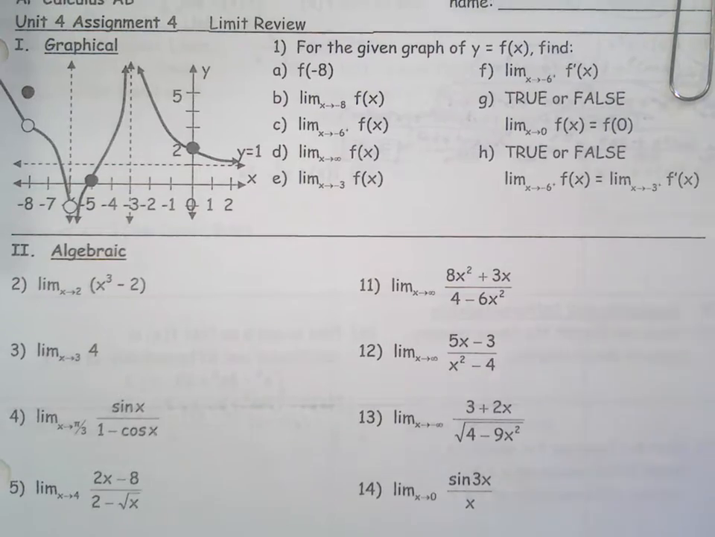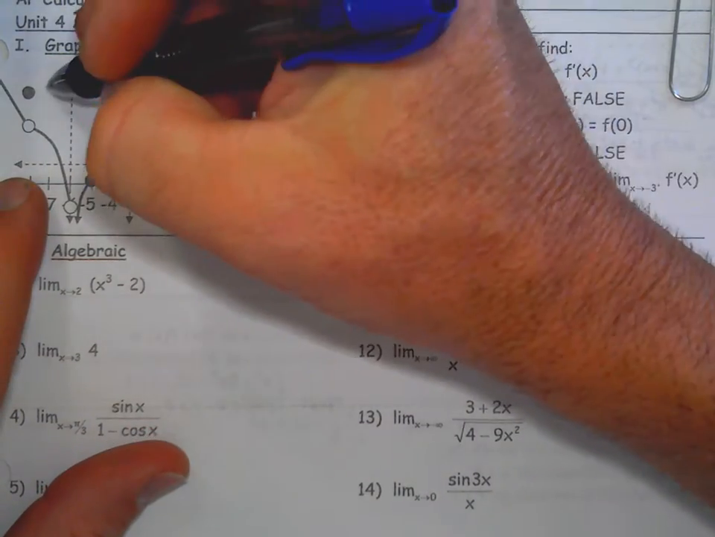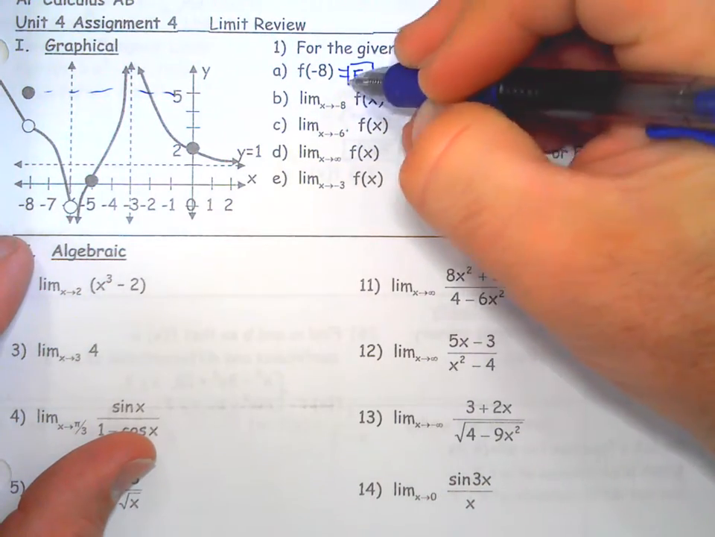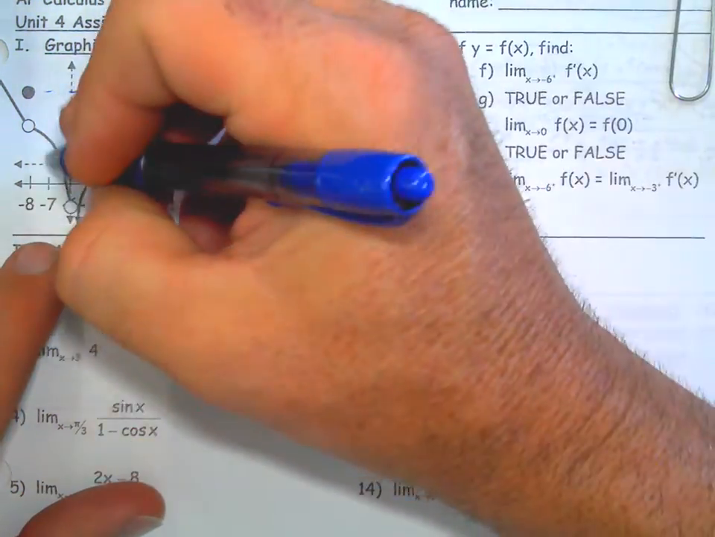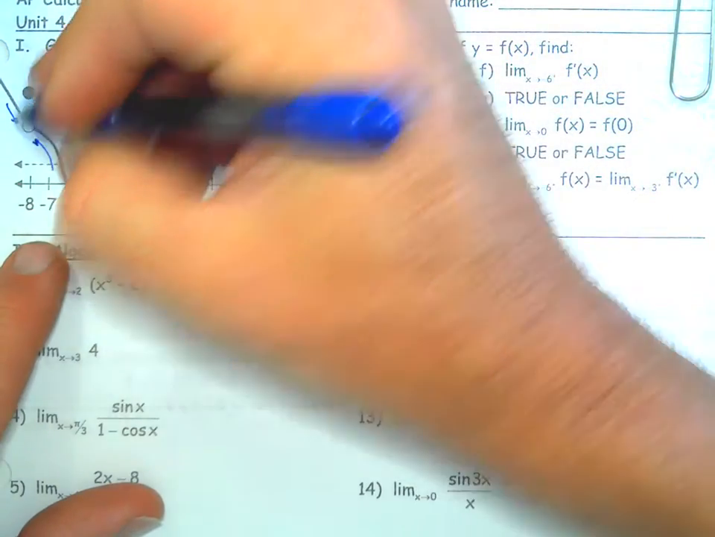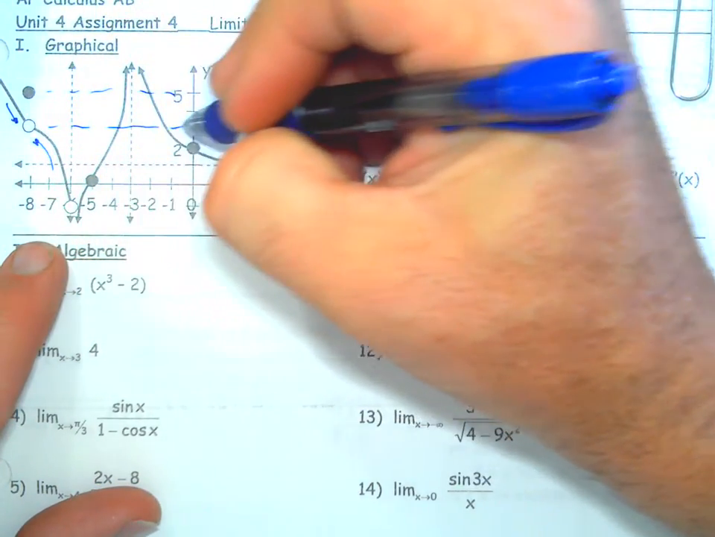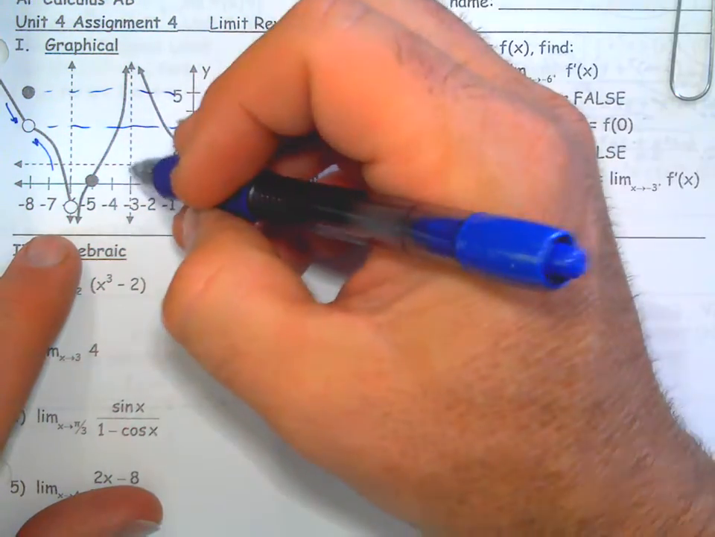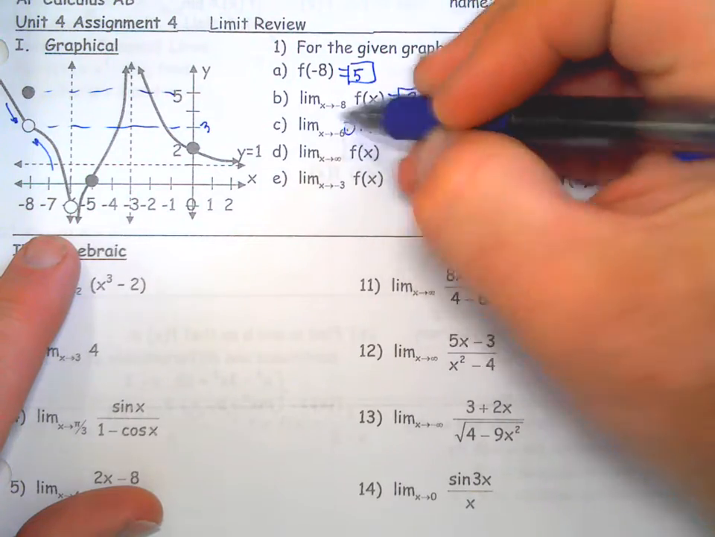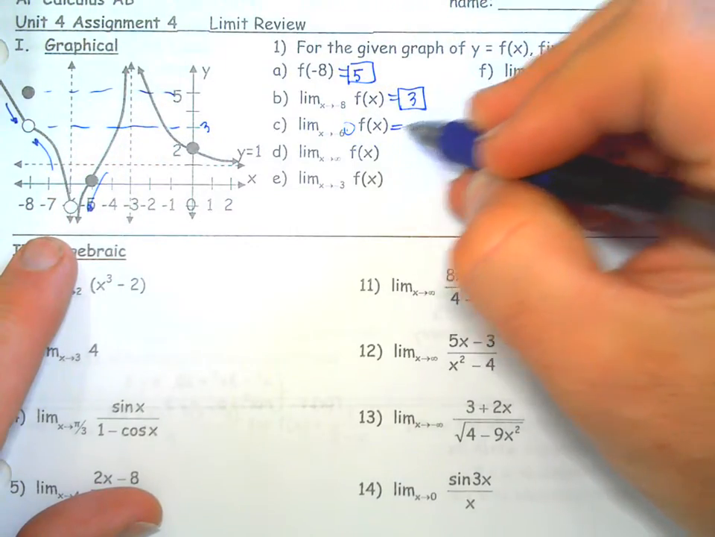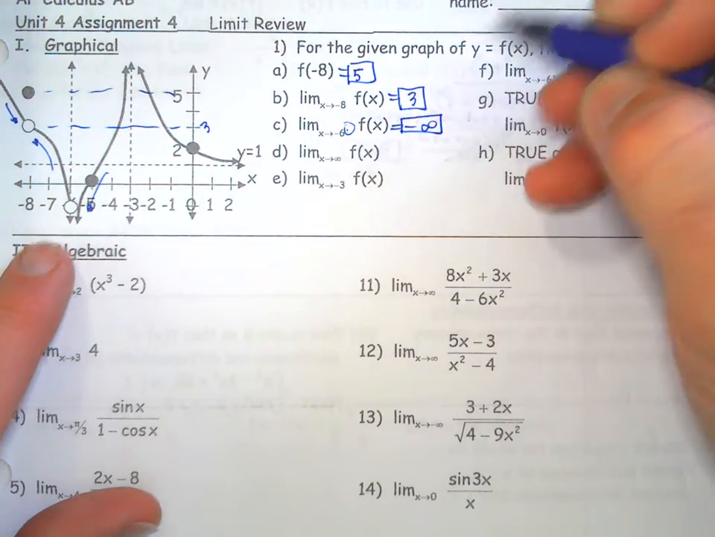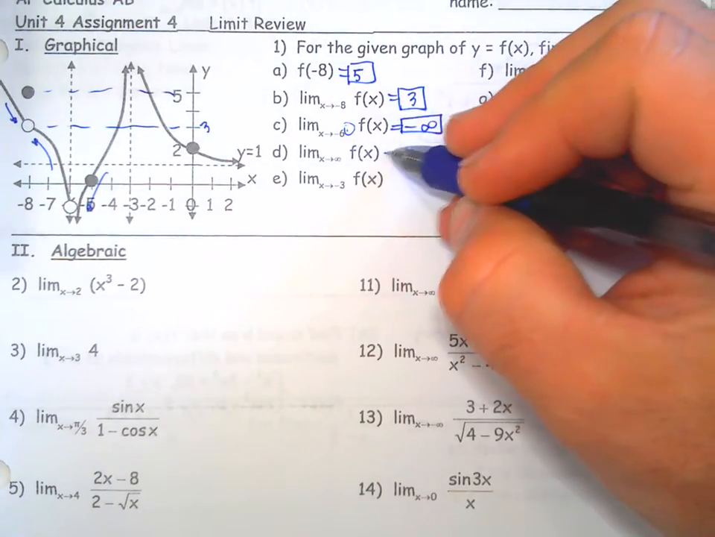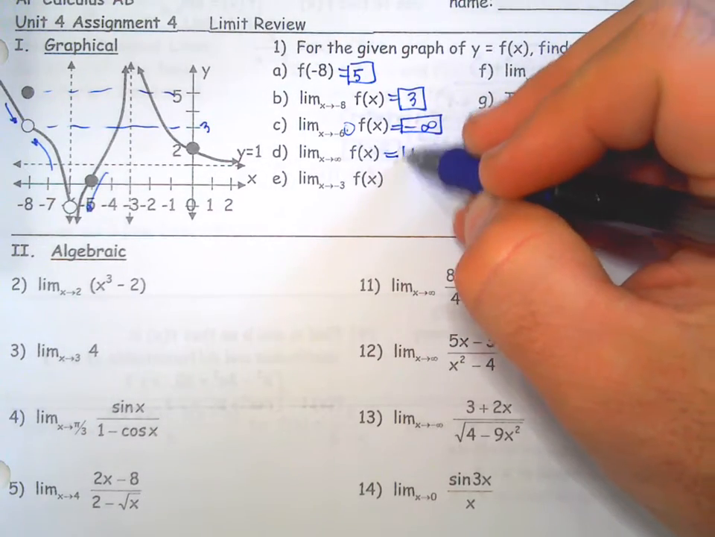Graphical limits. What's the value at f of negative 8? Well, assume that most of these should be lining up to nice values. That's 5. Limit as you approach negative 8, left and right both agree on 3. Limit as you approach negative 6 from the right side, it's going to negative infinity. Technically it does not exist, but I want you to write negative infinity. As you go to infinity, this is end behavior. It appears to be approaching positive 1 on the right side.